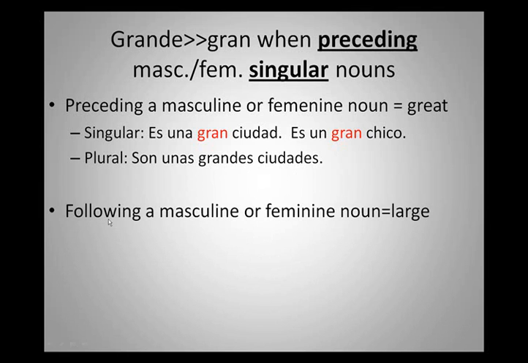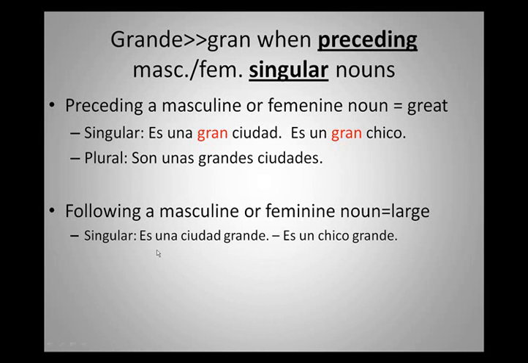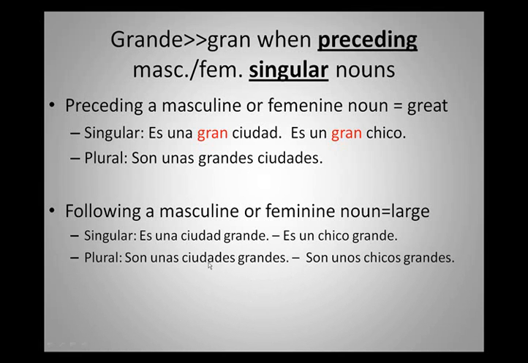When grande is placed after a masculine or feminine noun, whether it be singular or plural, it means large. So let's see an example. Es una ciudad grande. It's a big city. Es un chico grande. He is a big boy. Plural. Son unas ciudades grandes. They are some big cities. Son unos chicos grandes. They are some big chicos, or big kids. Okay, so grande or grandes, if it's placed after the noun it modifies, whether it's masculine or feminine, singular or plural, means large.